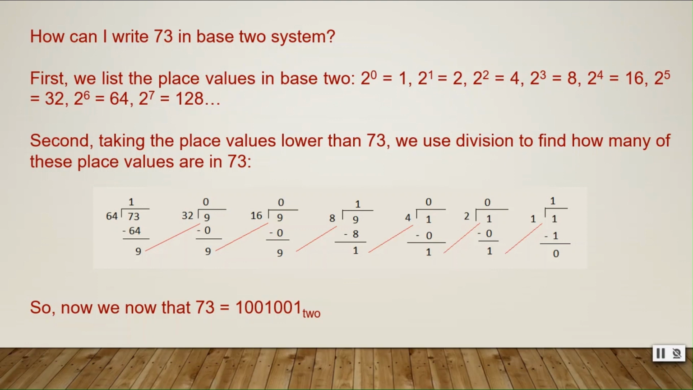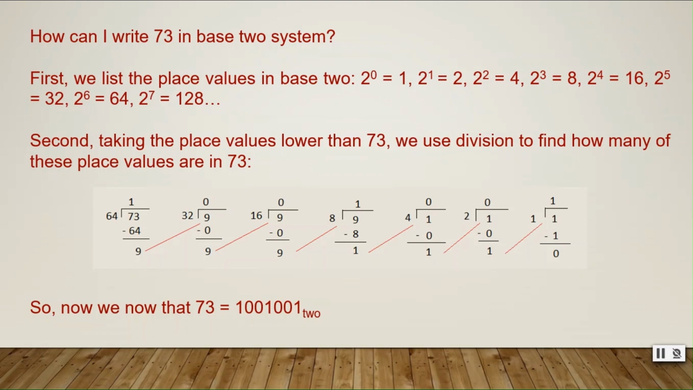So we divide 73 by 64, and we find that we have one group of 64 in 73. The remainder of the division is 9, so we divide 9 by the next place value, that is 32. Of course, 32 is greater than 9, so 0 is the number of groups of 32 that are in 73. Then we divide the same remainder 9 by 16. 16 is greater than 9, so we have 0 groups. The remainder is again 9, and then we divide 9 by 8. When we divide 9 by 8, we have that 8 goes once into 9.